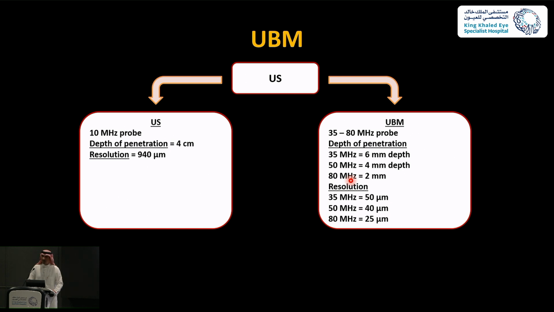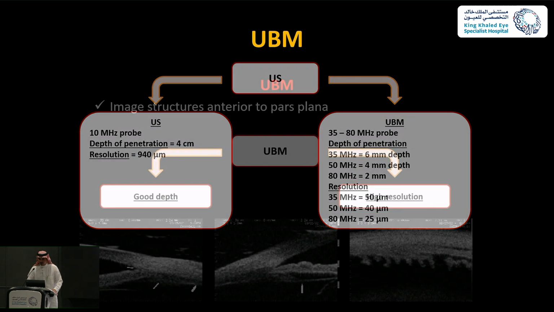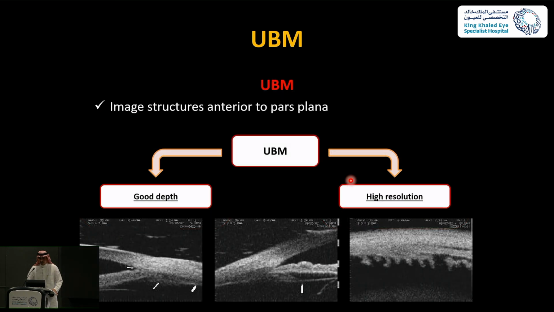So if you have an 80 megahertz UBM that you are using for glaucoma patients, it will be best for detecting the characters of the Schlemm canal. It can give you the diameter of the Schlemm canal, and it can give you clues about the wall of Schlemm canal if it's actually ruptured or not, especially in cases after ab externo canaloplasty or ab interno canaloplasty. So the need of UBM is actually to show us structures anterior to the pars plana and posterior to the cornea. So it can give us good depth with high resolution.